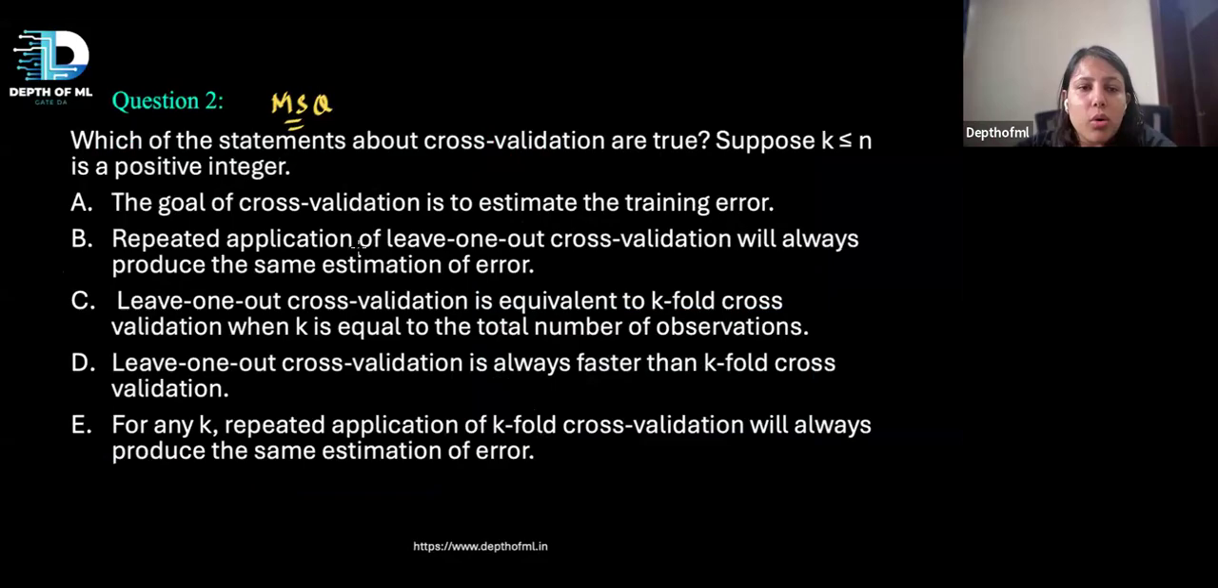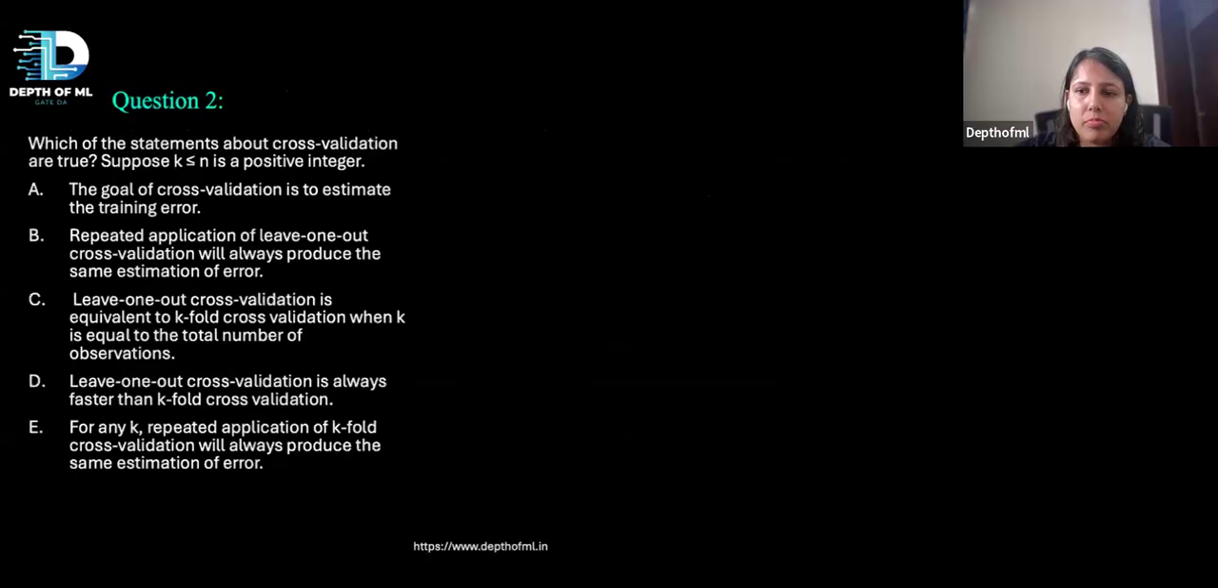Okay. So the goal of cross validation is to estimate the training error. Are we estimating the training error? Yes, no? No, we are not, right? So we are actually estimating the test error. Okay, so this is not correct.